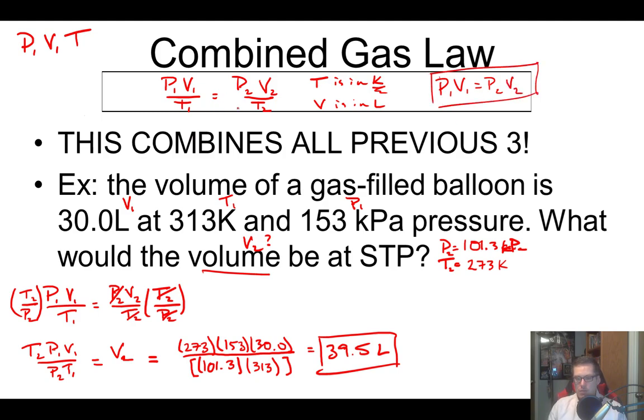And we can do the same thing with Charles' law. In Charles' law, pressure is held constant, so our pressures would cancel. And so we'd be left with V1 over T1 is equal to V2 over T2. So there's Charles' law. And then for Gay-Lussac's law, we assumed volume was held constant.